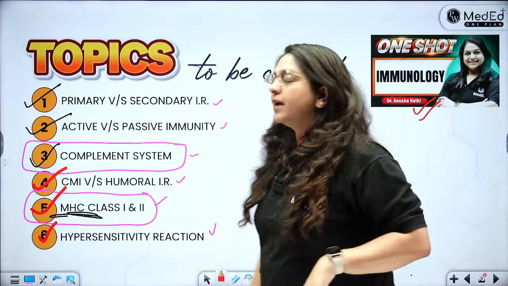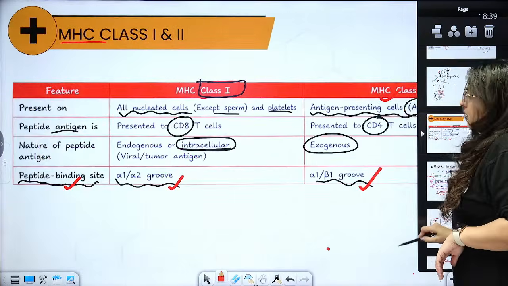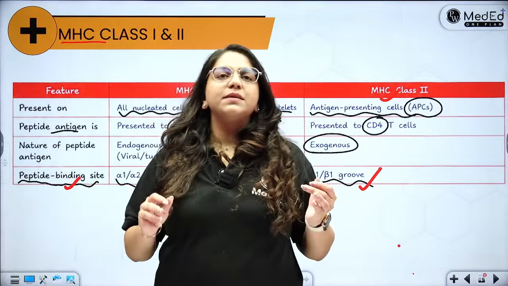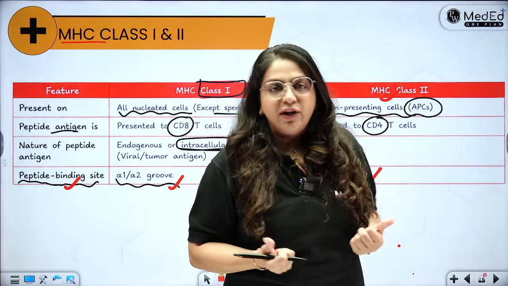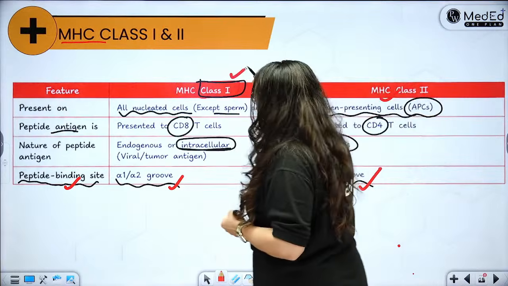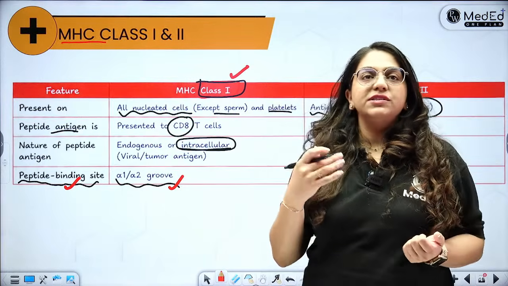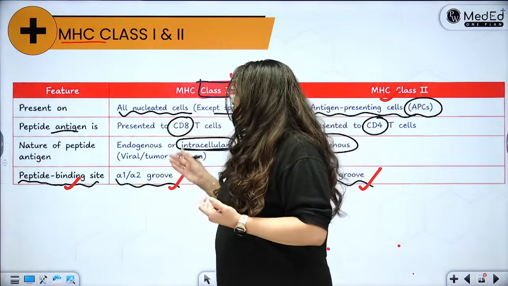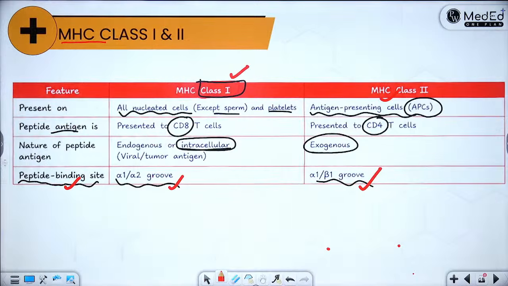The third point of the MHC differences is the nature of peptide antigen. Basically this is simply telling you which type of antigen the MHC molecule likes to bind to. Usually MHC class 1 presents intracellular pathogens, right? Intracellular pathogens are like viruses and also certain tumor antigens. They are endogenous, they usually live inside the host cell.